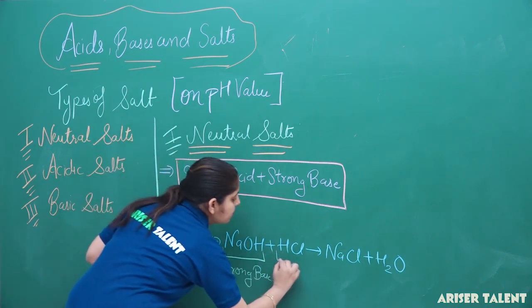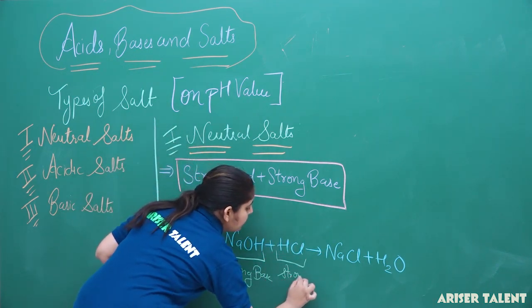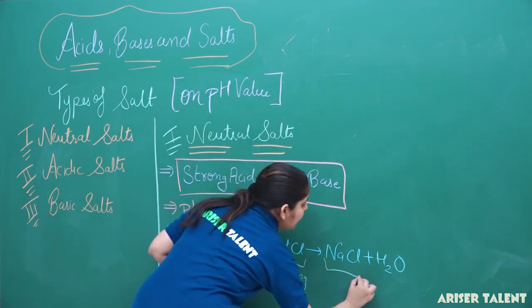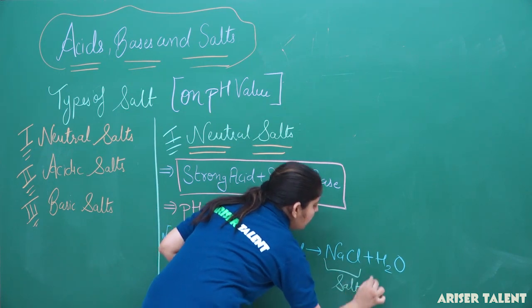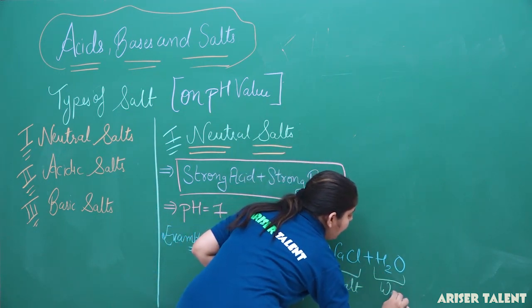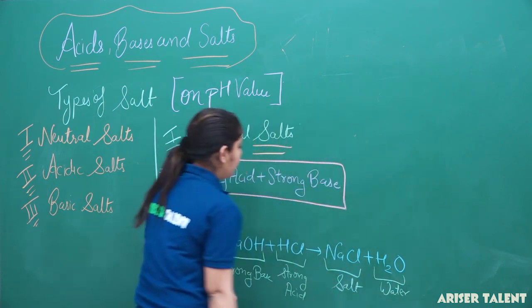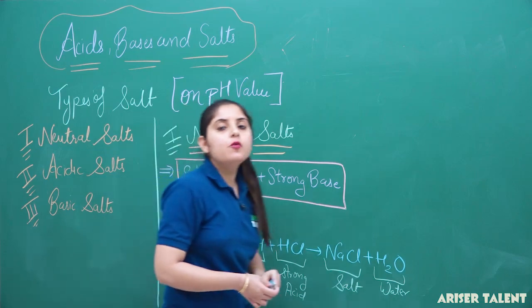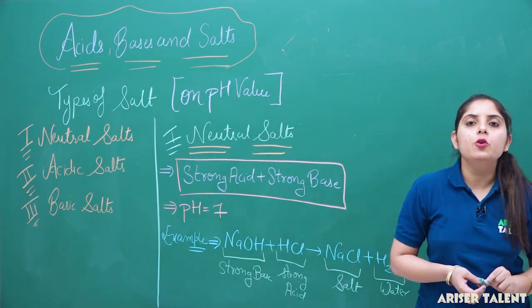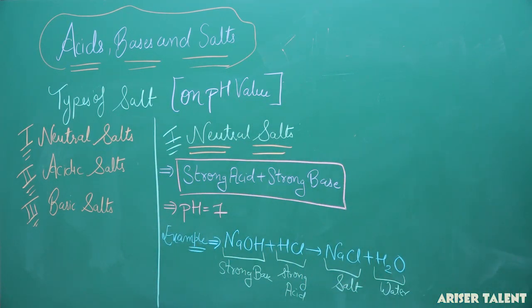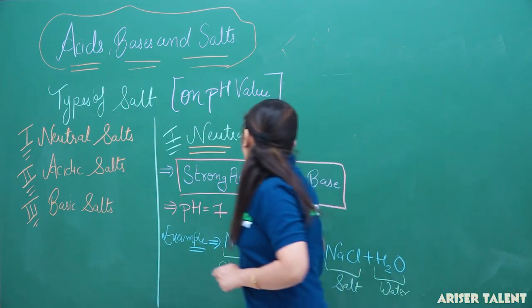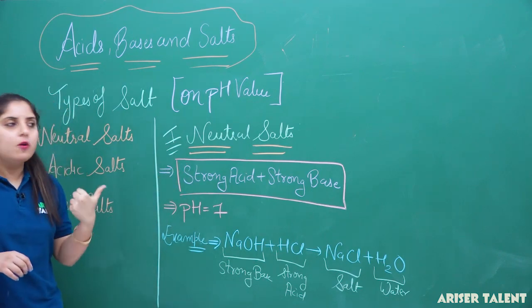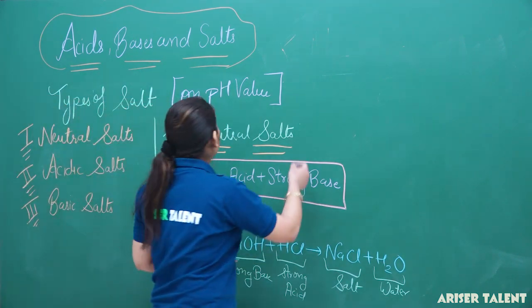And HCl is a strong acid. What is it forming? It is forming salt and water. So you can see here, the strong acid and strong base will form a solution that is neutral in nature. The strong acid and the strong base will make the solution neutral, having a pH value of 7. So this is all about the neutral salts.